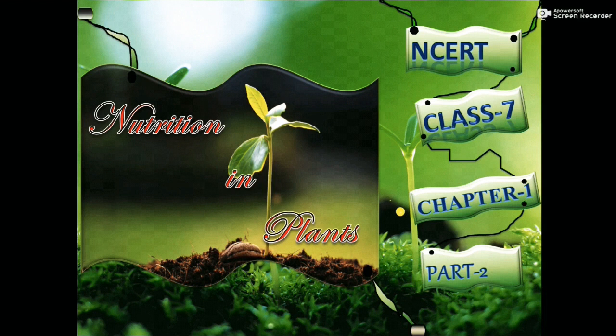Let's continue our topic, nutrition in plant. In previous class, we already discussed about nutrient, nutrition, different mode of nutrition, the process of photosynthesis, and the ultimate product of photosynthesis.